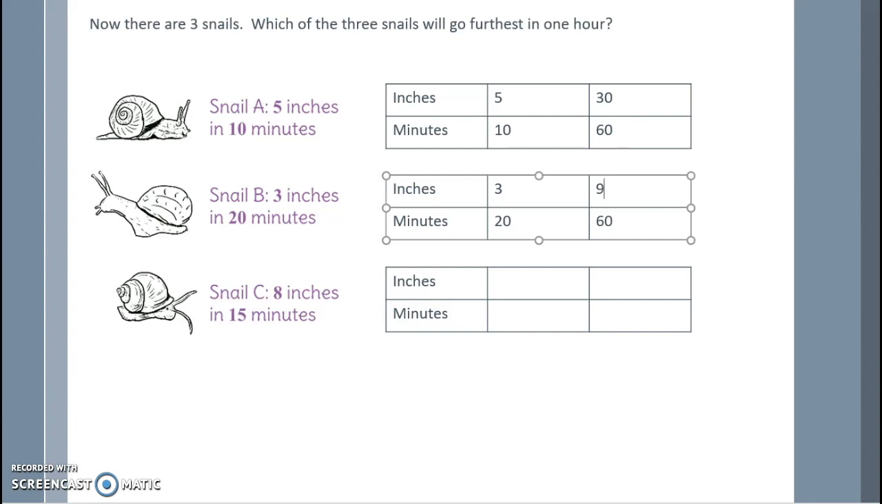Snail C. Snail C can go 8 inches in 15 minutes. Again, we want to know how far they can go in 60 minutes. 15 times 4 gives me 60, so 8 times 4 is 32. It appears as if snail C will win the race.